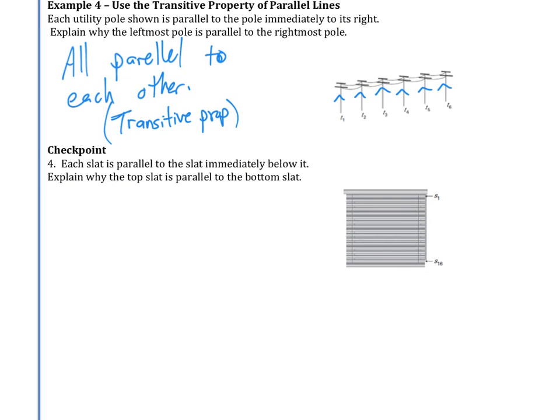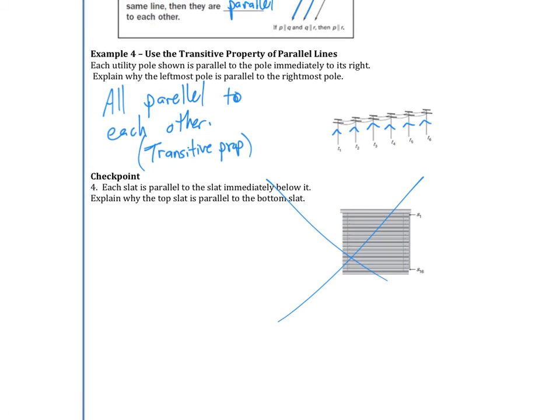All right, and checkpoint 4, we're also going to skip because it really is the same thing we just talked about. How do you know that each slat is parallel? Well, if they're all parallel to the one before them, then they're all parallel to each other. It's just like example 4 that we just did. All right, so that was just a little addition onto what we already know about parallel lines and special angle pairs.